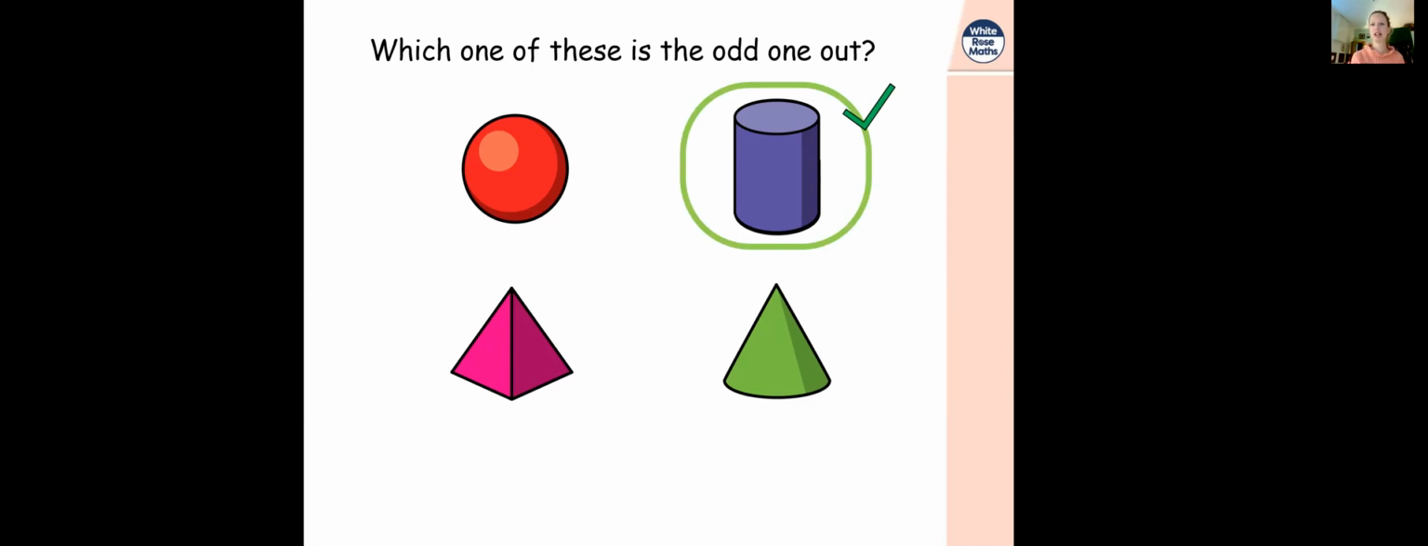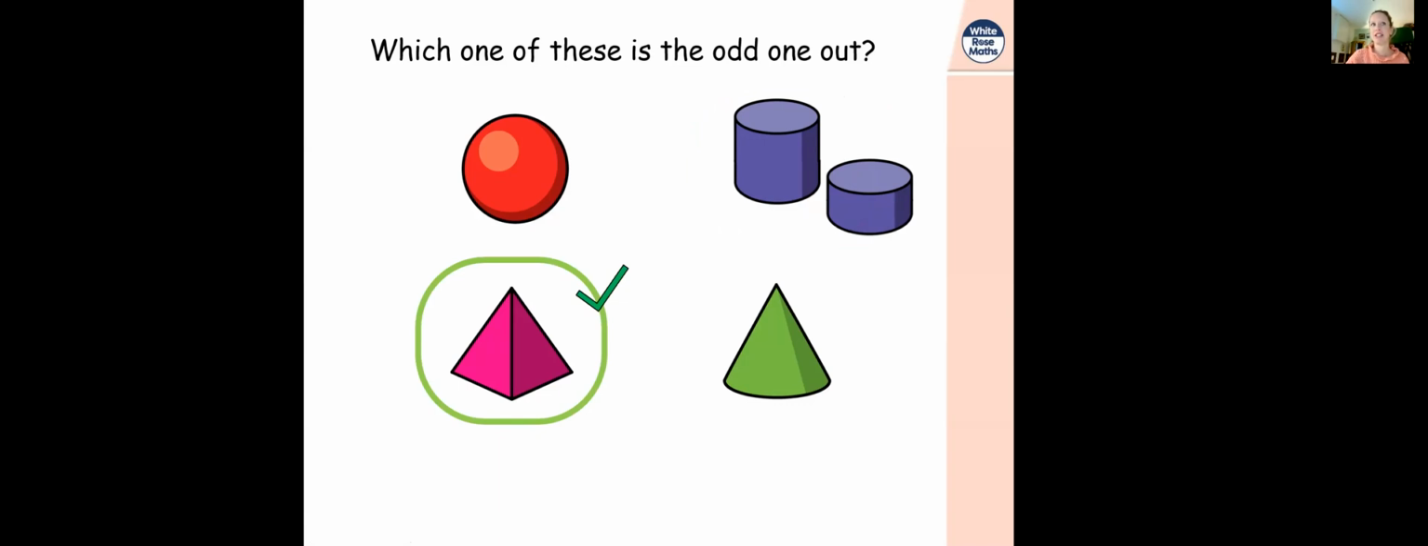Did you choose the cylinder? The cylinder is the only shape there that, if you were to cut it in half, still has identical circle faces. They don't change. Look, if you cut through the cylinder, it still has an identical circular face on the other part. So that's why that one is the odd one out.